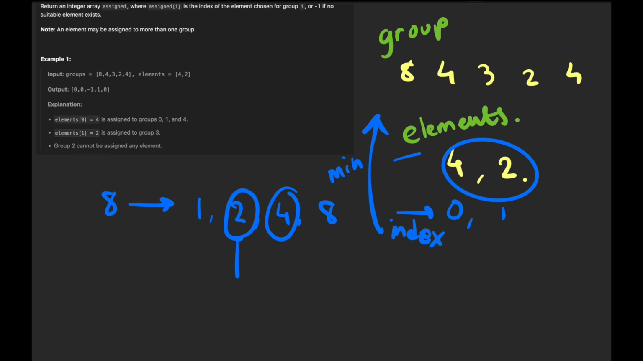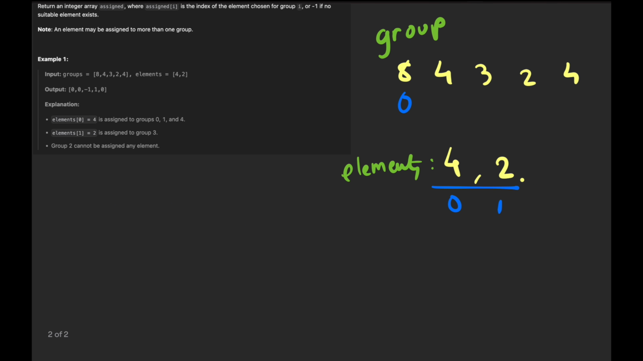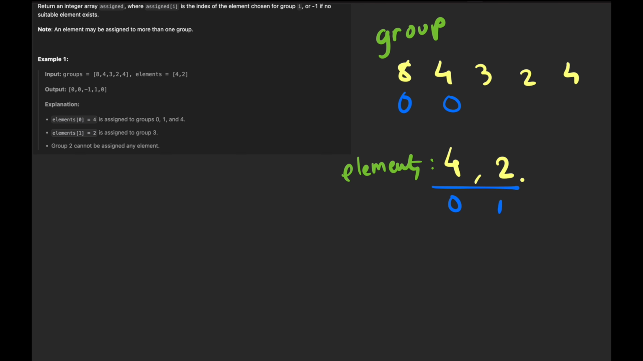Okay, so we have 2 and 4 as the divisors of 8. Among these two, we have 0 as a minimum index of 4. So we will be assigning 0, right? So let's say we have 0 and 1 index of these elements. But for 4, so 4 has 1, 2, 4 as divisors. Among all of these, which divisors are present in these elements? So we have 2 and 4 again. But the minimum index is 0 among all these two elements. So we will be assigning 0 here as well.